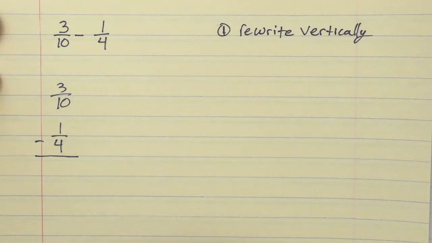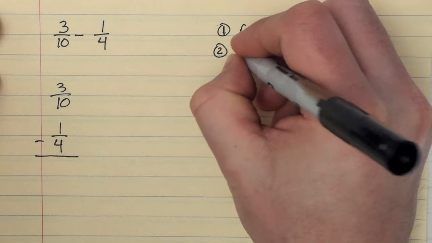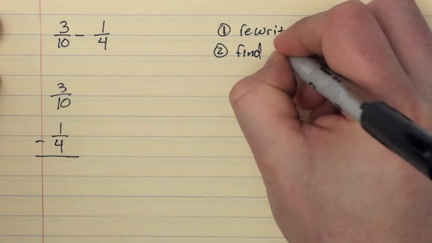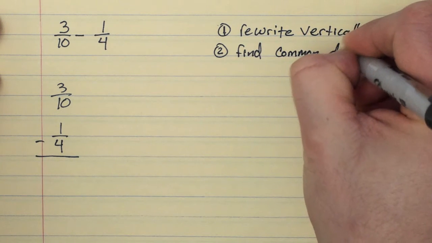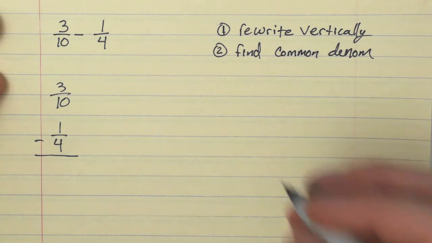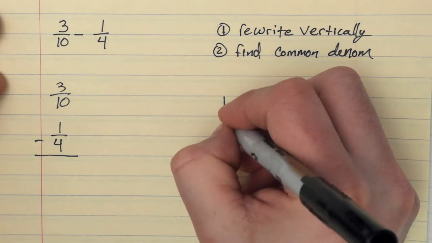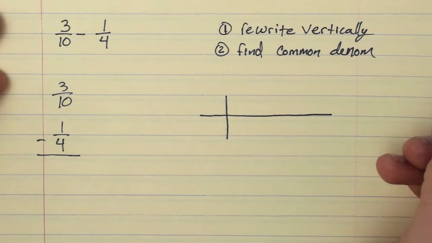The second thing we want to do is find our common denominator. I'm just going to say denom for short. So we're going to use our little chart right here, and we're going to find our common denominator.